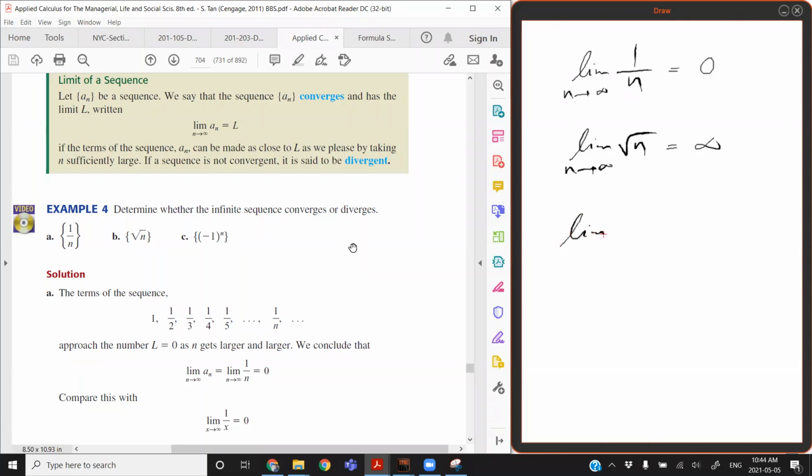And I have already talked about this one. This is an alternating sequence. So let me just correct this. N approaches infinity. So the values of this sequence, they don't approach anything. They just fluctuate between -1 and 1. So what happens? You say that this limit does not exist. As a result, the sequence is divergent.